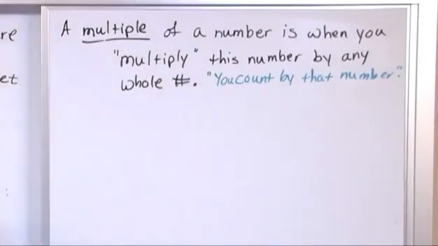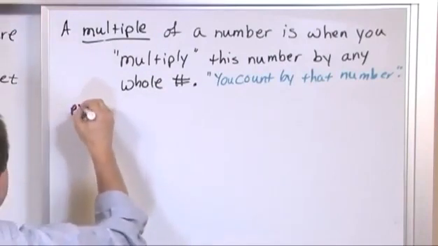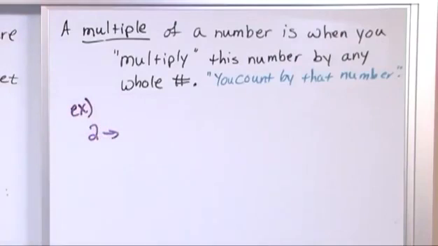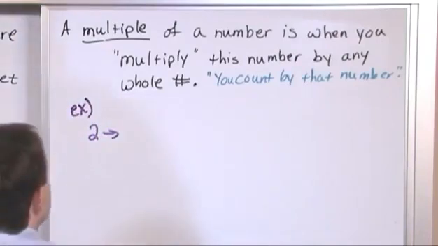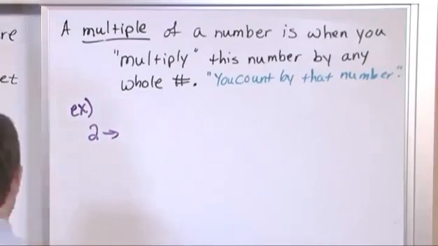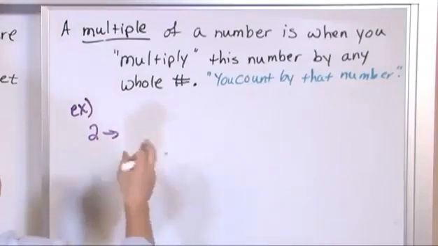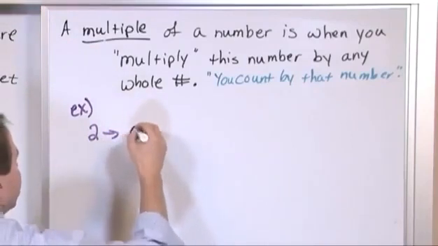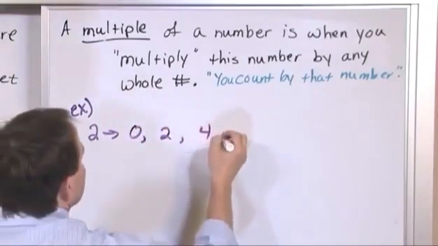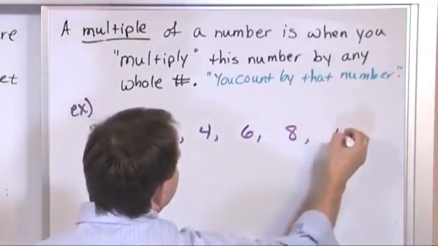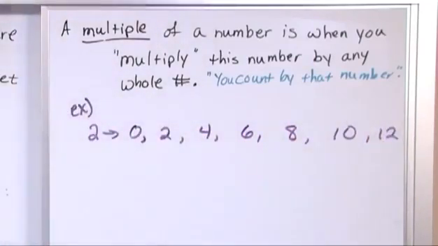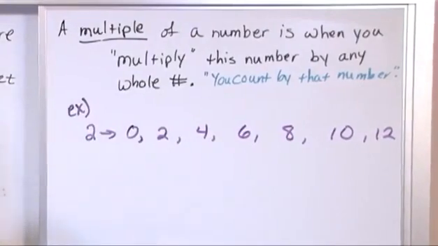Let me show you exactly what I'm talking about with something that you understand. So, the number 2. If you want to find the multiples of the number 2, let's count by twos. The multiples are equal to counting by twos. So let's start at 0. You always start at 0. 0, 2, 4, 6, 8, 10, 12. So you already know how to count by twos. You just didn't really know that it was called multiples.